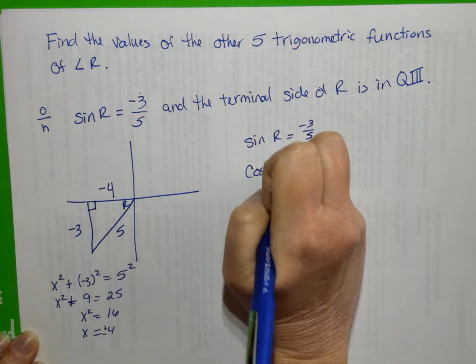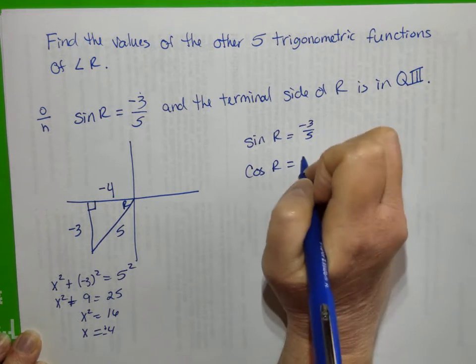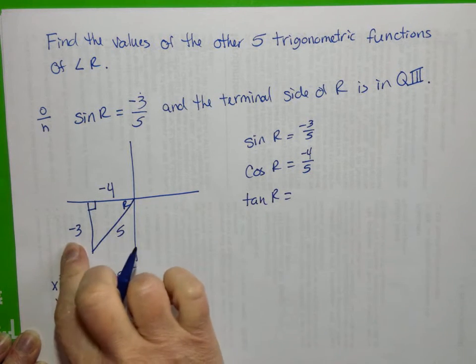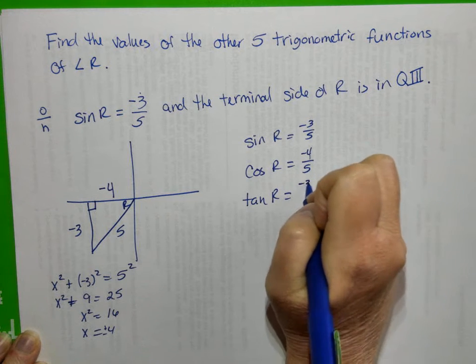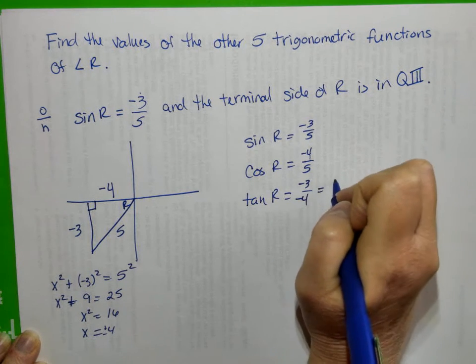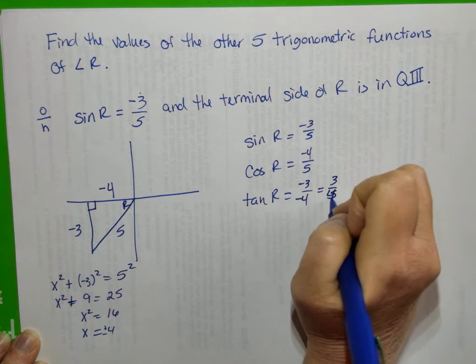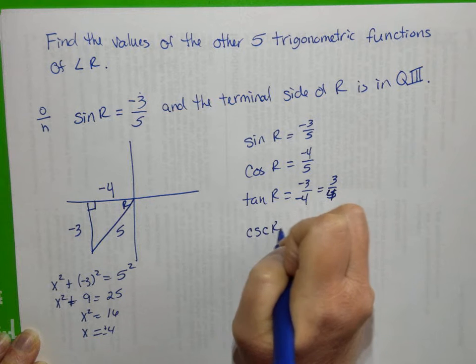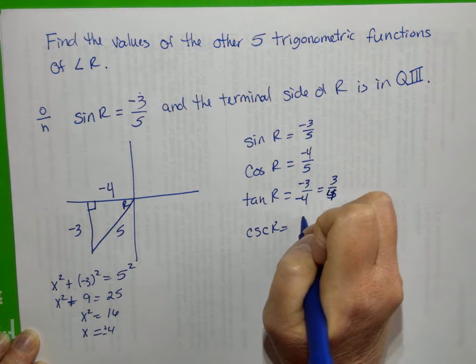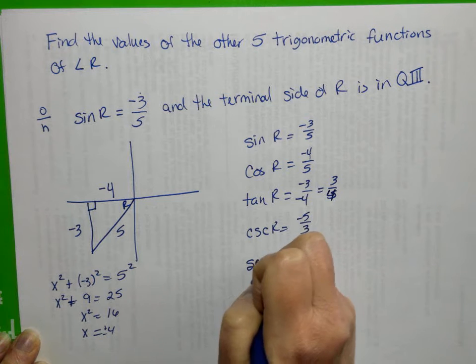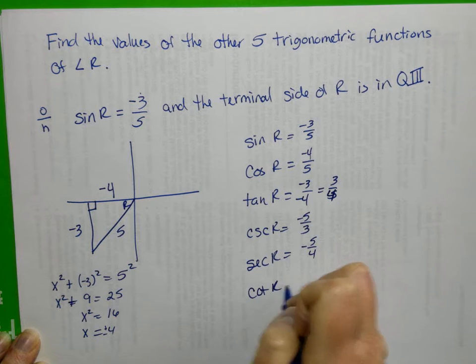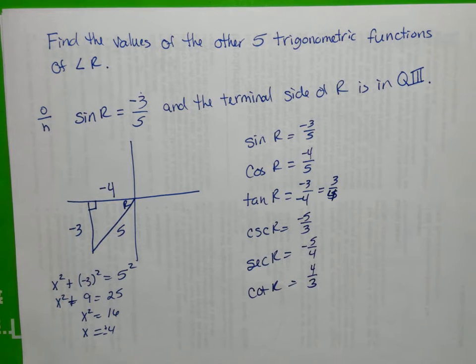What is the cosine of r? Look at your triangle. It's -4/5. What is my tangent of r? It's the opposite over the adjacent, -3/-4. Oh, goodness gracious, fix that. Oops, that's a 4, not a 5. Okay? And then I flip them. So the cosecant of r is, I don't care how you write it, -5/3. The secant of r is -5/4. And the cotangent of r is 4/3. Not so difficult. Okay, so far so good.